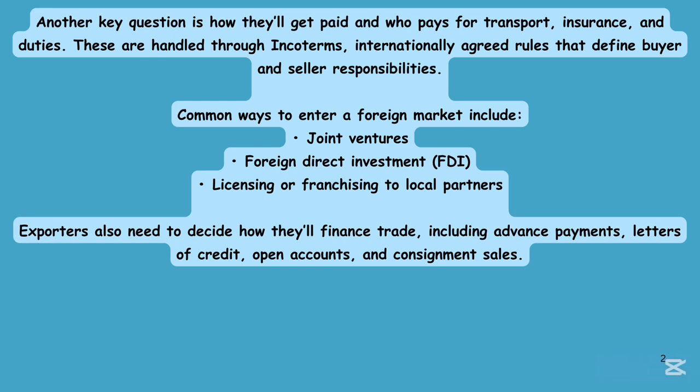These are handled through Incoterms, internationally agreed rules that define buyer and seller responsibilities. Common ways to enter a foreign market include joint ventures, foreign direct investment, FDI, licensing or franchising to local partners. Exporters also need to decide how they'll finance trade, including advance payments, letter of credit, open accounts, and consignment sales.